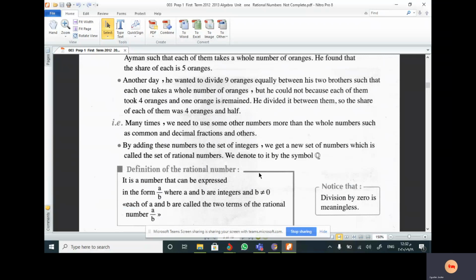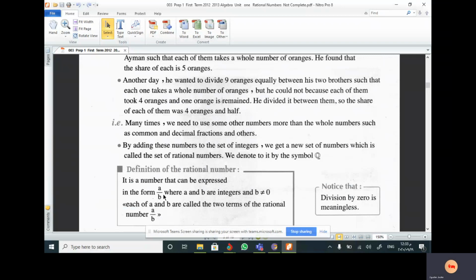This type of numbers, its name is rational number. And we denote it by symbol Q, Q capital. Rational number is any number you can put in the form A over B. A and B are called two terms of the rational number. And B not equal 0.